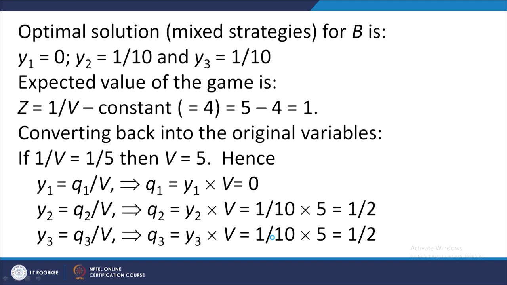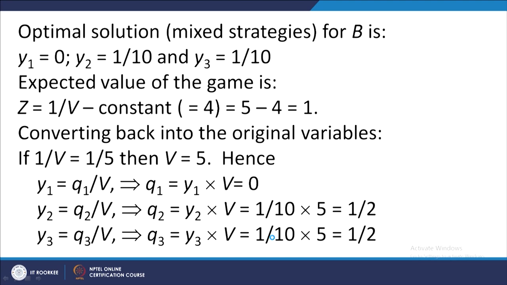And now we want to convert this into the original variables. Remember, the original variables were the Pi's and the Qi's. So in this case for player B, we have to convert all the Yi variables into Qi's. So if 1 upon V is equal to 1 upon 5, then V is equal to 5, and also Y1 is equal to Q1 upon V. This implies Q1 is equal to 0.